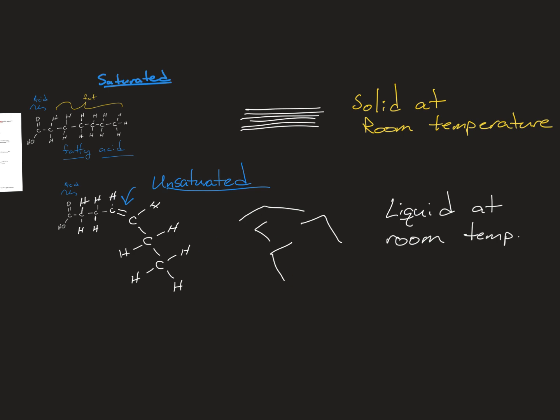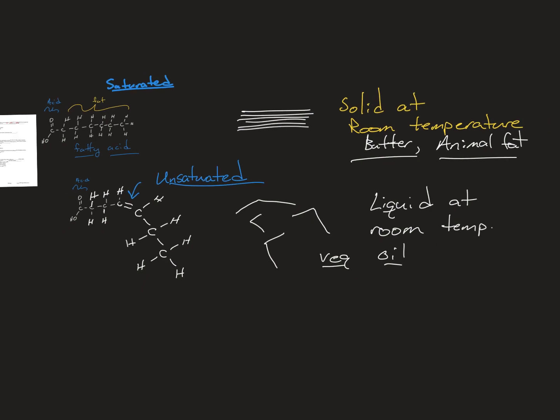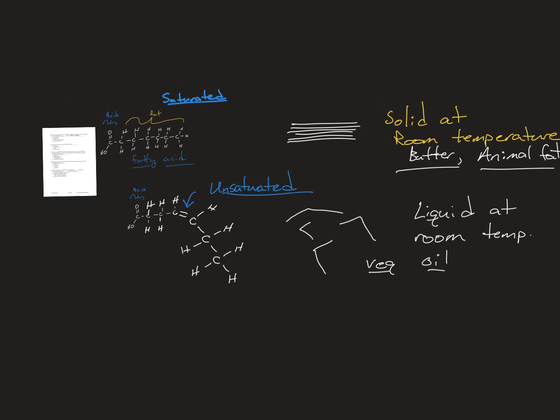So what are the examples of these? Oils, or vegetable oils. What's an example of solids? Butter. Animal fat. I gave you an example in class. I talked about frying a pork chop on a plate and having to wash the dishes. I gave you a clear example that saturated fat is solid at room temperature.